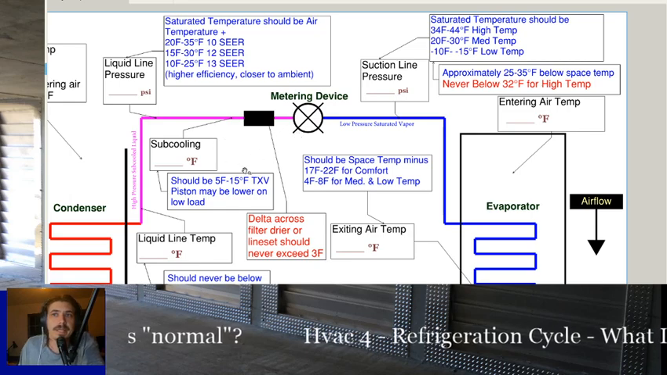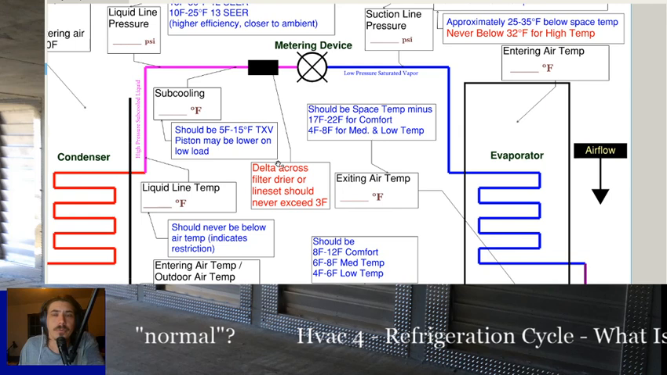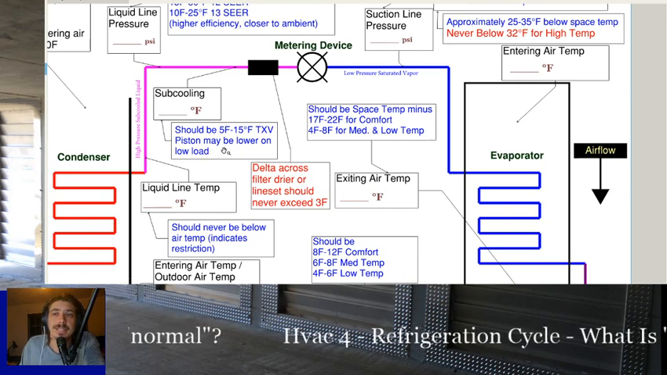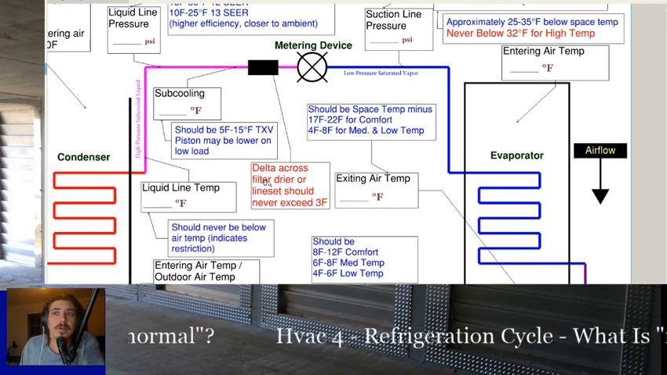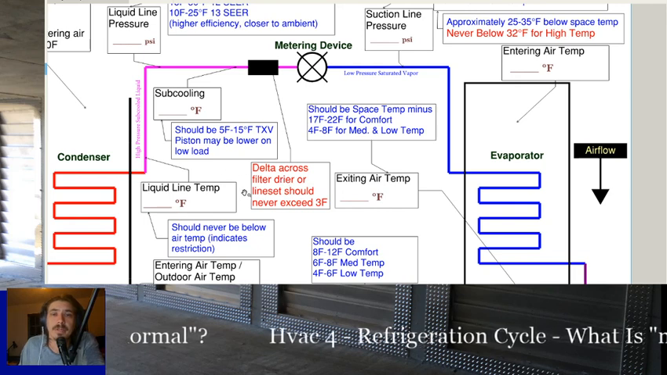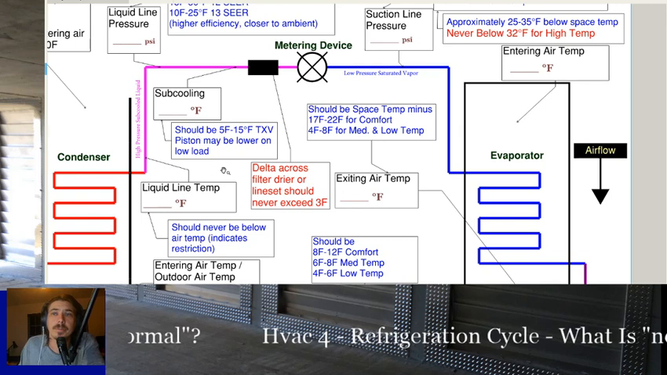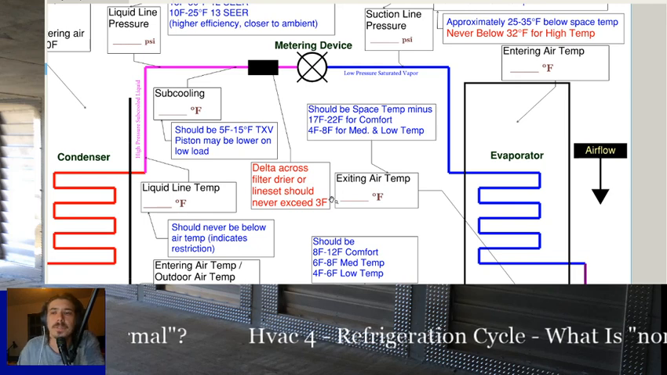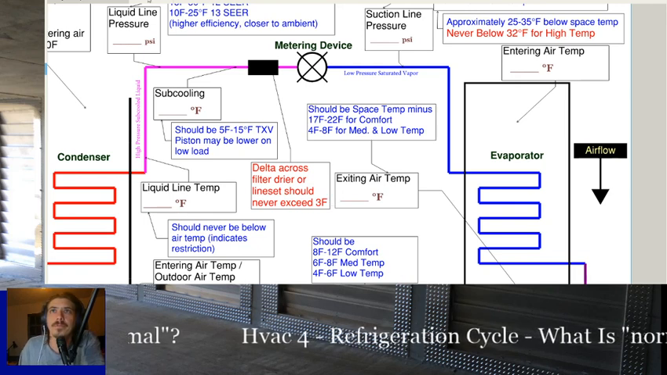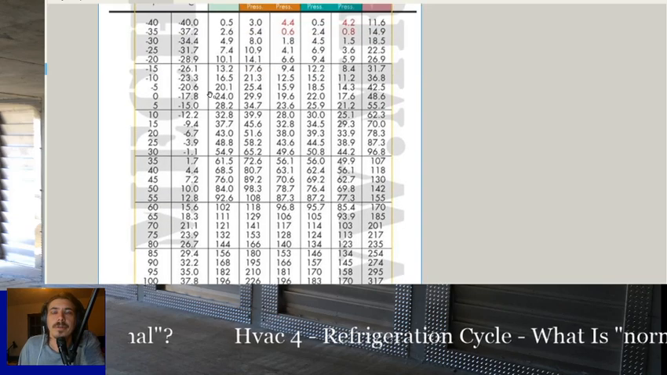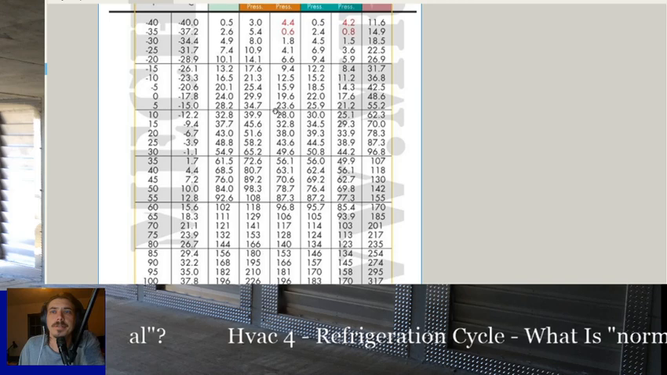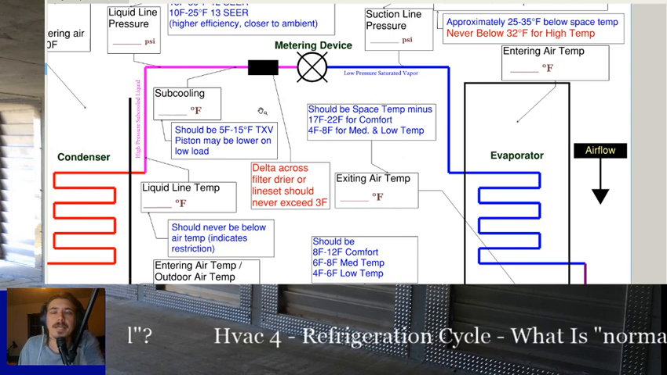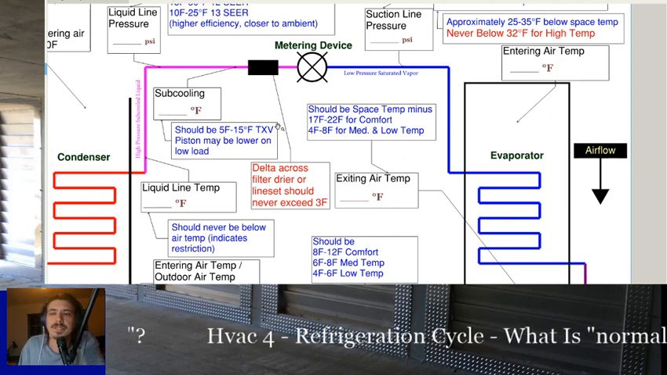But just like anything else, this is going to be a recurring theme throughout anything in the cycle. Your delta across a filter dryer or line set, or pretty much any passive component that's not supposed to be changing the pressure or temperature of this refrigerant, should not exceed 3 degrees. Let's see if we can figure it out by looking at a PT chart. We don't even have 3 degrees on here, but that difference is generally 3-ish psi for R22 and 6-ish psi for R410A.